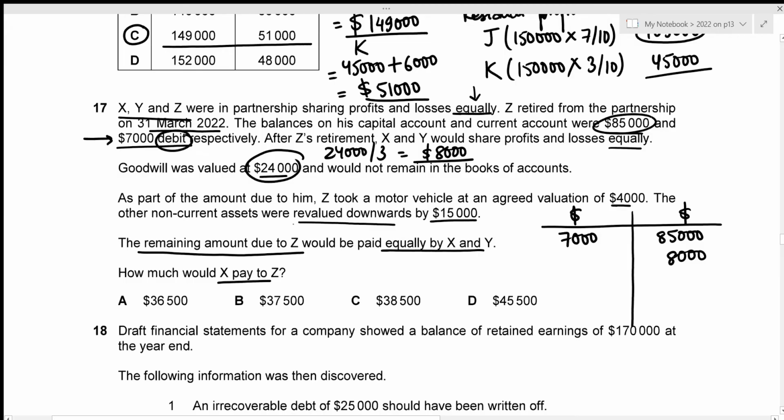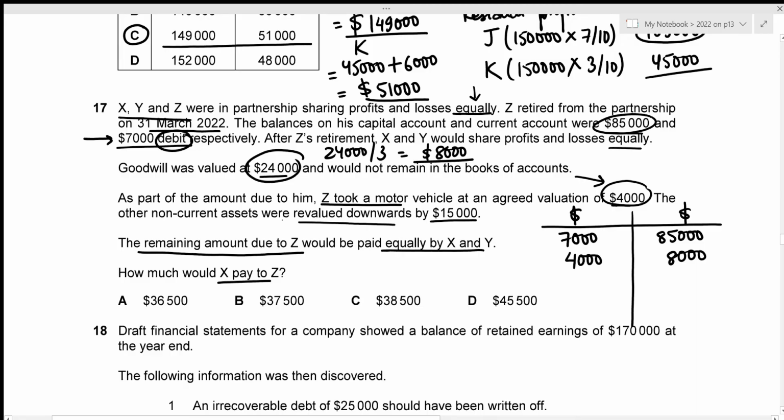The next thing we have is that Z took a motor vehicle. So while he takes this motor vehicle with the value 4,000, he also needs to repay this value to the partnership, right? So that would reduce his capital account balance, and the reduction in capital account balances are always to be recorded on the debit side, which means that this amount of 4,000 will also be on the debit side.